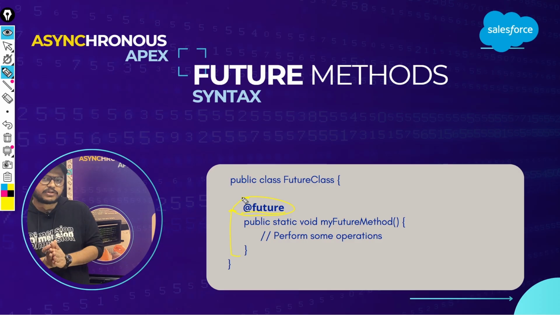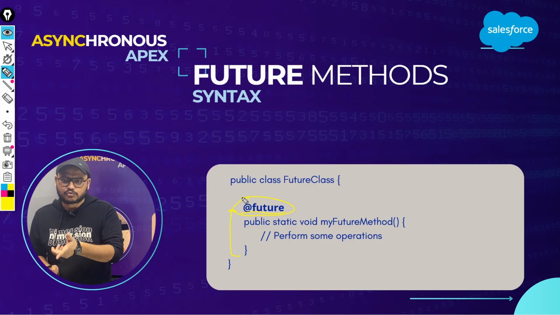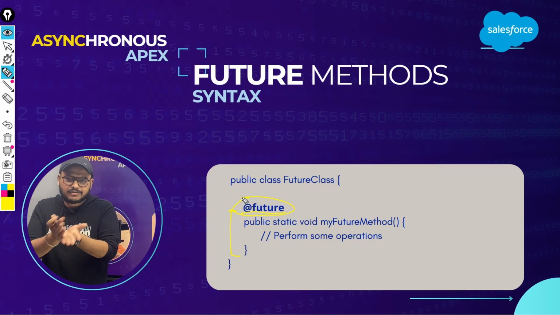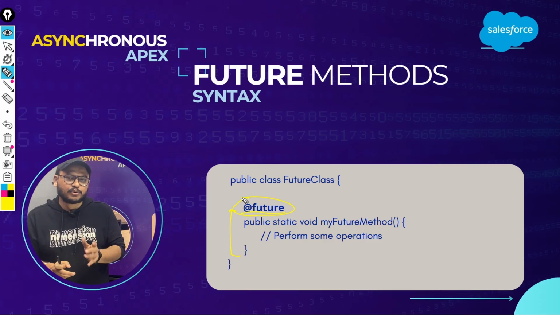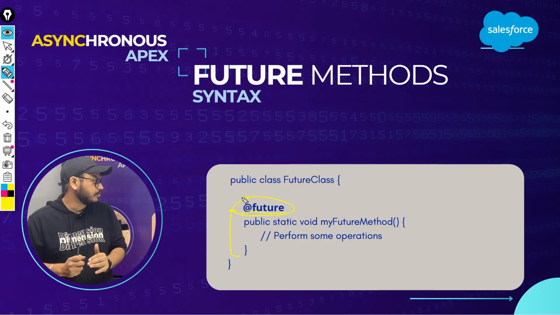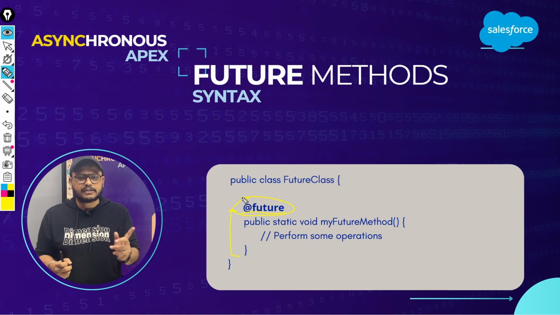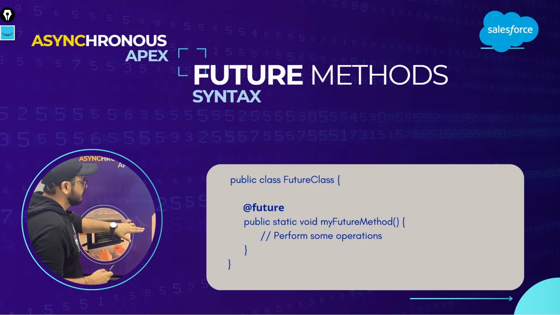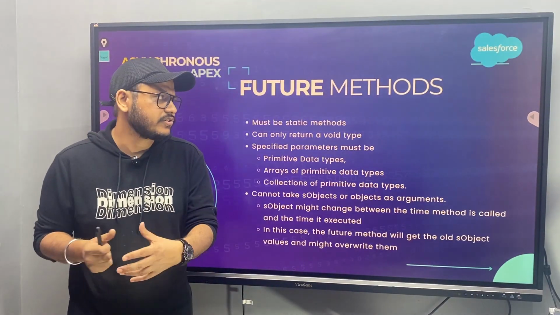So what will this @future annotation do? It is going to indicate that this is a future method. Then the property of this method will slightly change now. It will wait in the job queue. It will not get executed immediately, and it will wait in the job queue for the system resources to become available. When the system resources are available, then this method will get executed. All right, so the syntax part of this is pretty simple and straightforward.